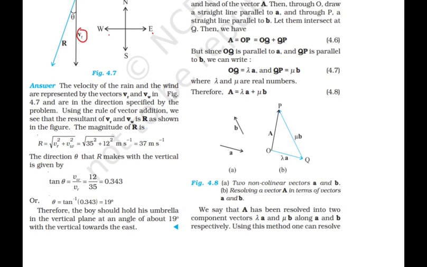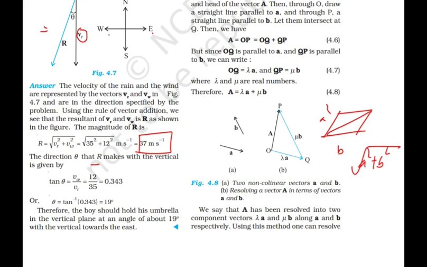So what we have to do is make the resultant of these two velocity vectors. How to get the resultant? See, as we know, in the case of a parallelogram, the diagonal will be the square root of a square plus b square. Okay, and the magnitude will be 37 meters per second. And if theta is the angle it makes with the vertical rain, then the value of tan theta is the velocity of wind by the velocity of rain, simply 0.343, and the value of theta is 19 degrees. This 19 degrees is the angle with the velocity of rain. Okay, hope you got me.